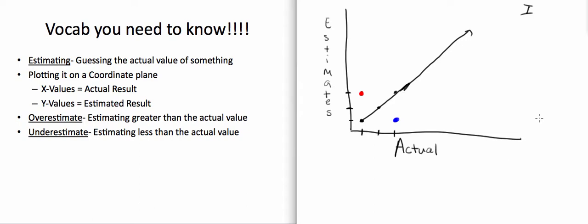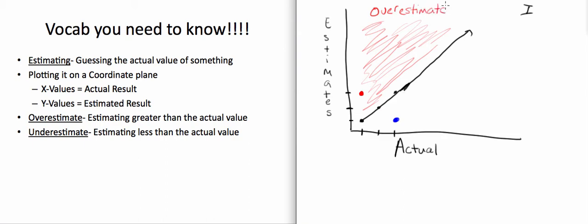Okay, so what we have here is two different vocab words that we're talking about. All right, the red here is an overestimate. Okay, so anything that shows up above this line up here, anything that shows up here in red is an overestimate. Anything that shows up here in blue or below the line is an underestimate.